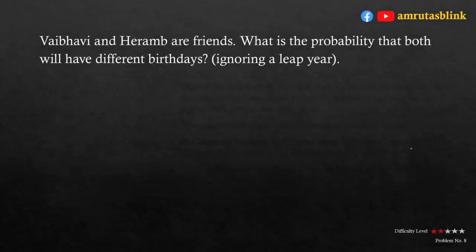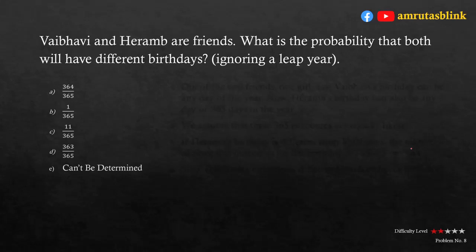Let's move to problem number 8. Vaibhavi and Heram are friends. What is the probability of both having a different birthday, ignoring a leap year? 364 by 365, 1 by 365, 11 by 365, 363 by 365 and cannot be determined.